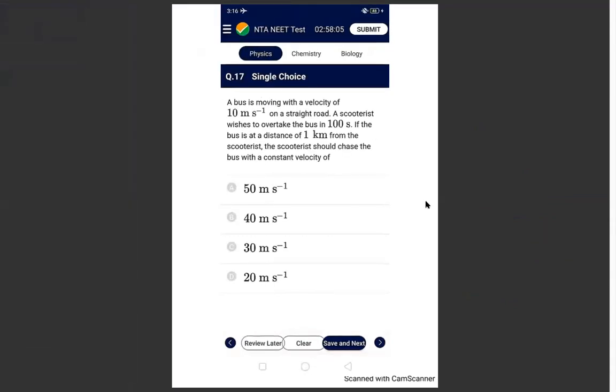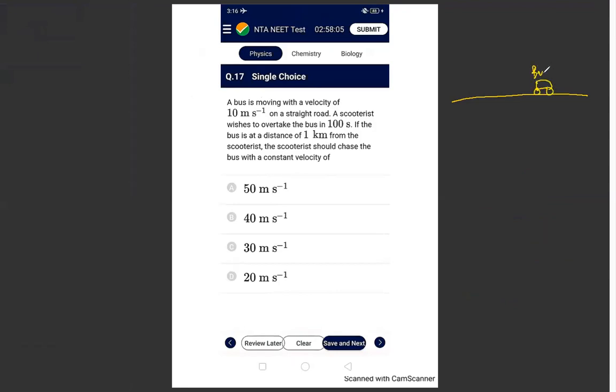Question number 70. There is a bus moving with a velocity of 10 meter per second on a straight road. There is a squid who wishes to overtake the bus. Very common thing: read the question, it is an overtaking question. There are many ways, like the relative velocity method, but I'll just do it by the normal method.